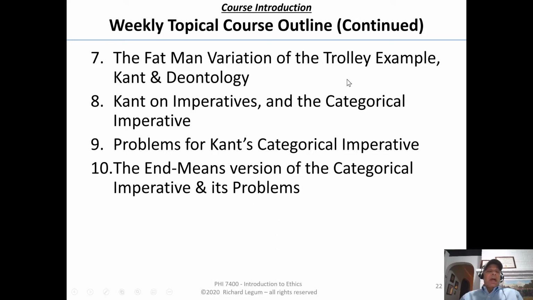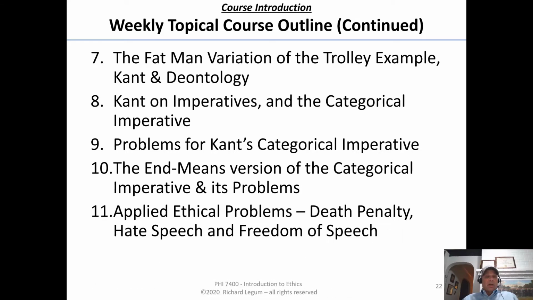And in week 10, we'll go to an alternate version of the categorical imperative. Kant has two what look like different ways of actually expressing his theory and explaining his theory. And it seems that maybe there are two theories or two radically different principles there.